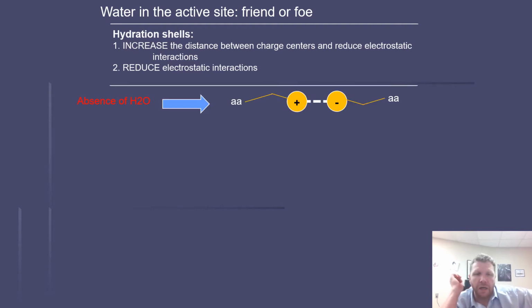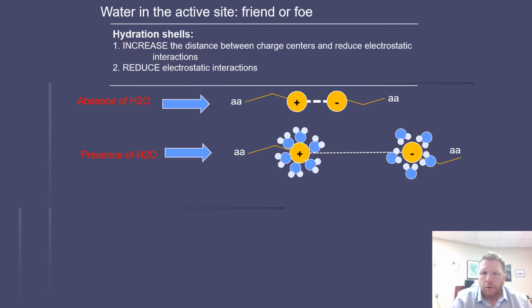Now, this is a nice illustration of how charged amino acids could interact in the absence of water. Okay, that's the opposite end of the spectrum. What about in the presence of water? Well, if you look here, we've got our water molecules, and those partial negative charges are basically attracted to the positive charge of that amino acid R group.